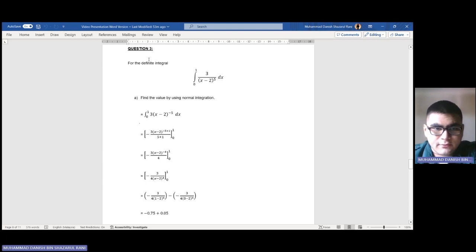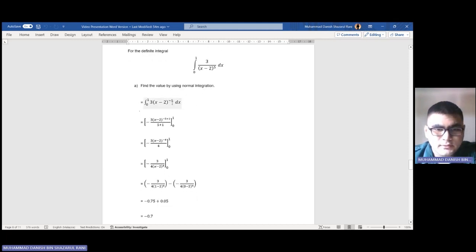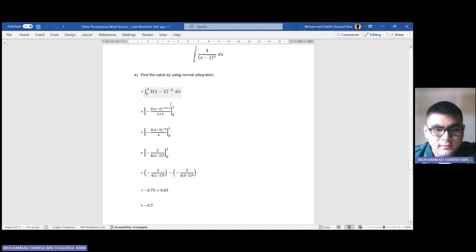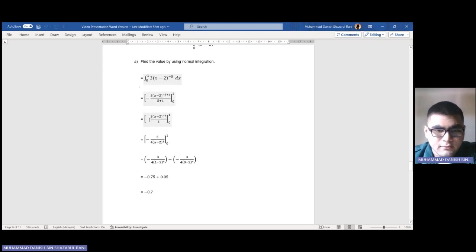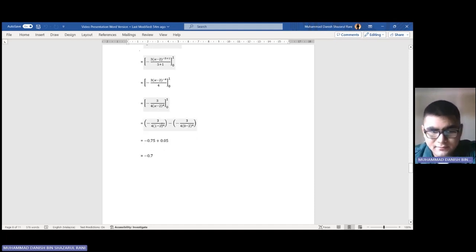For question 3a, it gives us the integral of 3 over (x minus 2) to the power of 5, with the upper limit of 1 and a lower limit of 0. To find it, I take (x minus 2) to the power of 5, move it up to 3, so the power of 5 becomes negative 5. Then integrate it normally. We get 3(x minus 2) to the power of negative 4 over 4. After that, I will replace x with the upper and lower limit. Therefore, I will get like this.